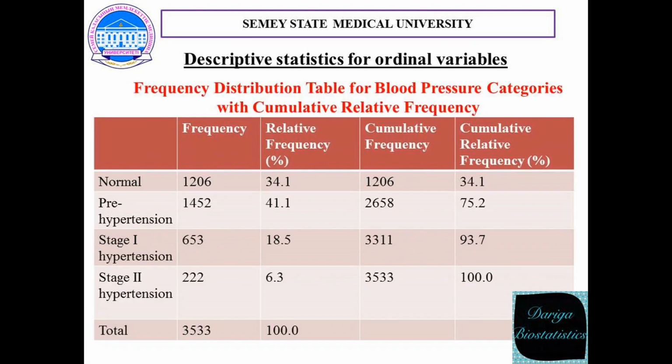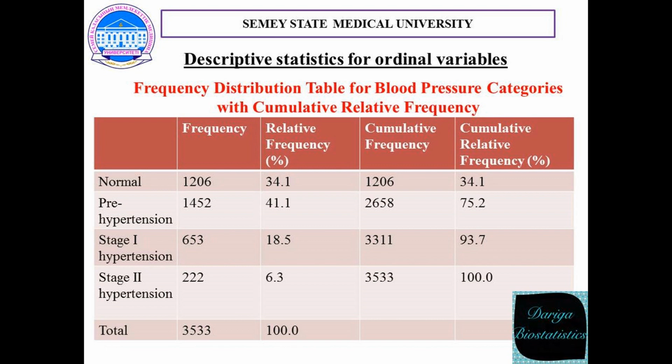So the given table is the frequency distribution table for the ordinal blood pressure variable. The mutually exclusive and exhaustive categories are shown in the first column of the table. The frequencies, or numbers of participants in each response category, are shown in the second column, and the relative frequencies as percentages are shown in the third column.